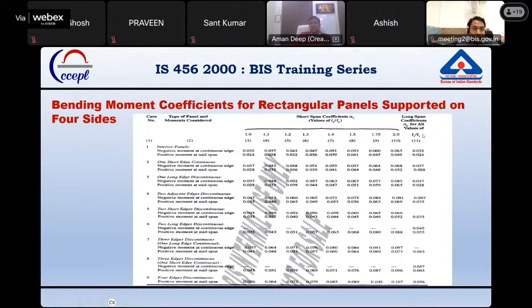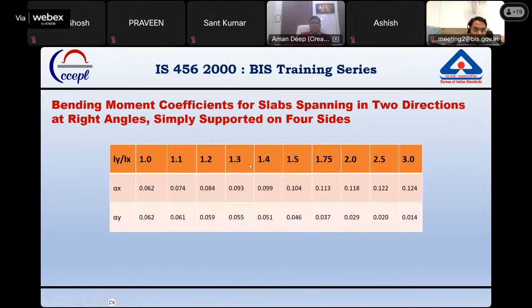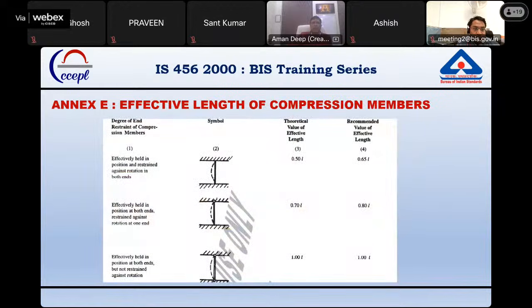So long span coefficients are also given, and based on these coefficients, we can calculate the bending moments of the slab, and then slabs can be designed for that. Then, effective length of the compression member: if both ends are fixed, effectively held in position and restrained, then the recommended effective length is 0.65 L. Theoretically, it is 0.5 L, and the recommended value for use in structural analysis and design is 0.65 L. Similarly for other conditions.